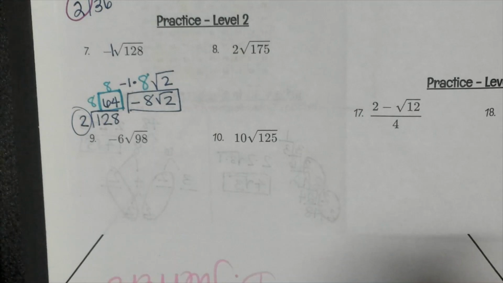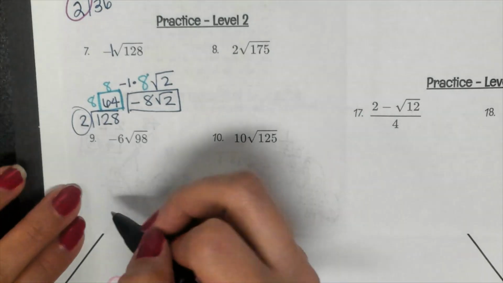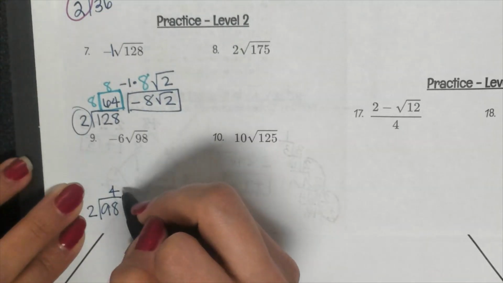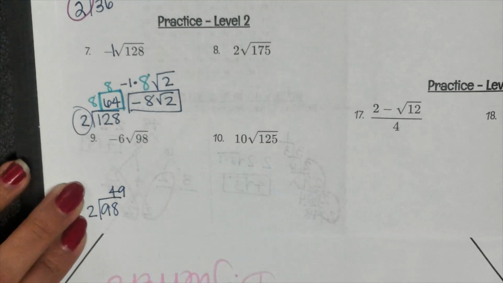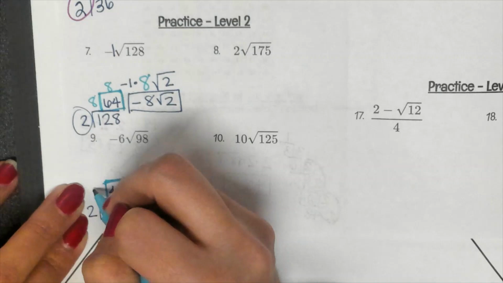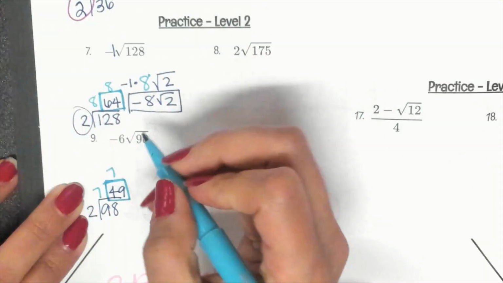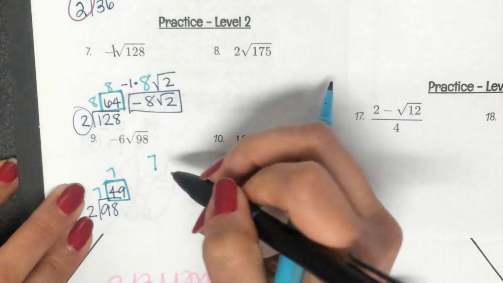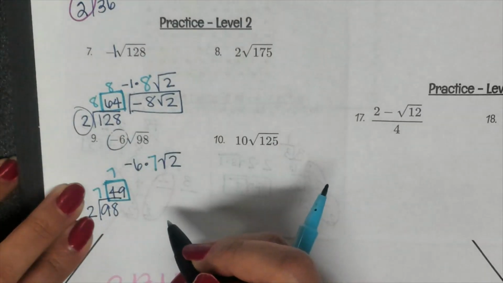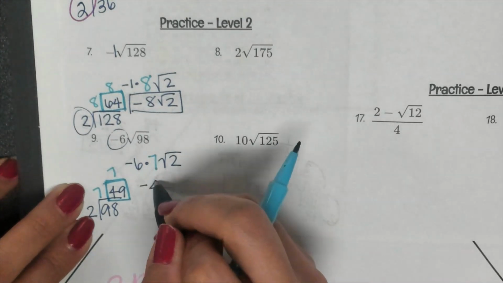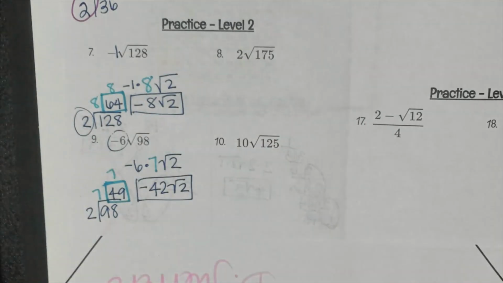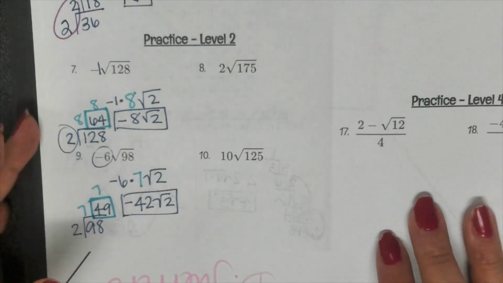So let's try the next one. Same thing. 98. 2 goes into that, giving us 49. 49 is special. 49 is a perfect square. Because 7 times 7 is 49. So 7 comes out. 2 stays in. And we had an extra negative 6 over here to worry about. So negative 6 times 7 is negative 42 square root of 2. Again, the right was left to do independently. On to level 3.